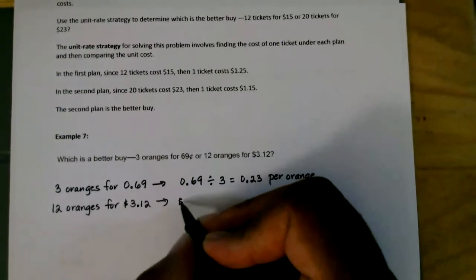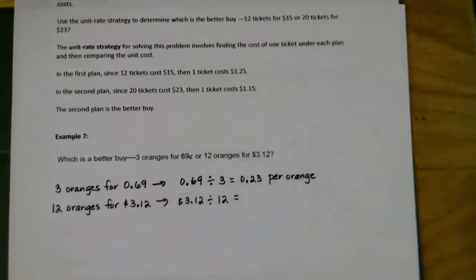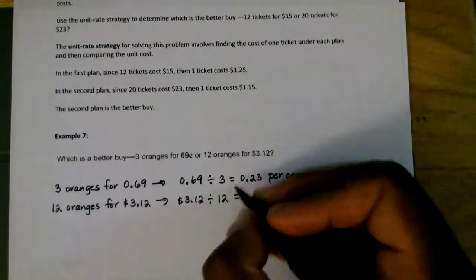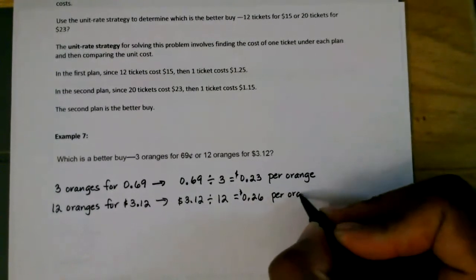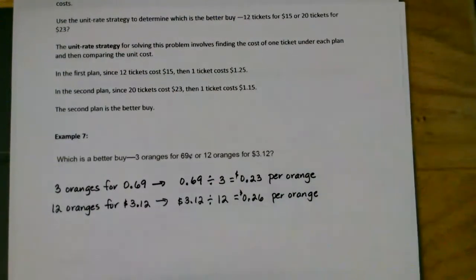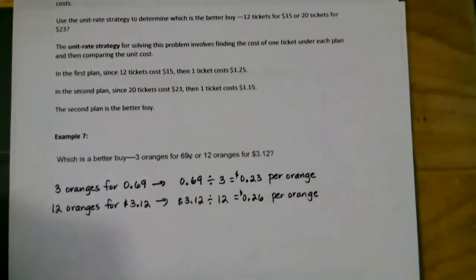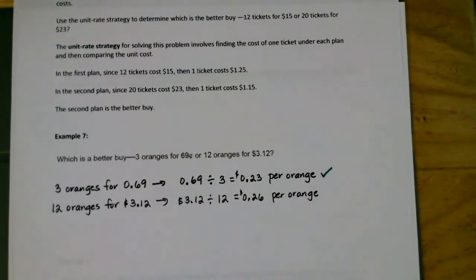So here we're going to take $3.12, find the unit price by dividing it by 12. So $3.12 divided by 12 is going to be 0.26. So this is 26 cents per orange. So now compare these two and find out which one has the lowest price per orange. And it will be this one. 23 cents per orange is cheaper than 26 cents per orange.